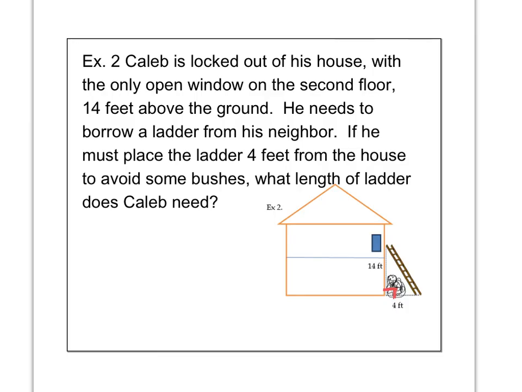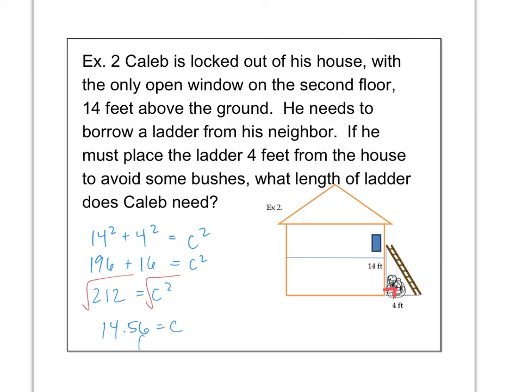And then I can set up a Pythagorean theorem. I can say 14 squared plus 4 squared must equal the ladder, so c squared. 14 squared is 196. 4 squared is 16. If you add those together, you get 212. Finally, we don't want c squared, so we take the square root. And I believe it's 14.56 equals c, and that would be feet.